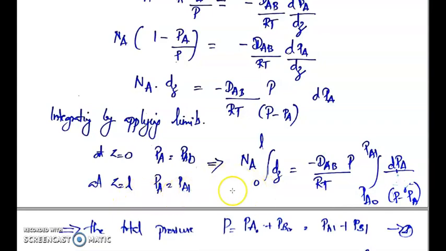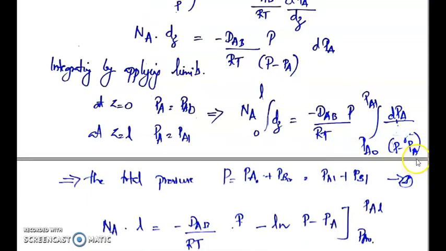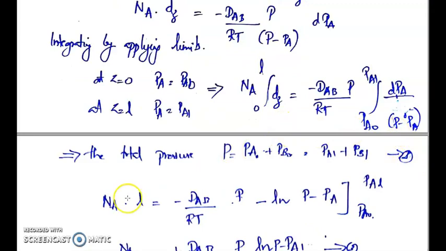So integrating by applying the limits, we have Na into integral 0 to L dz is equal to minus Dab by RT P into integral Pa0 to PaL dPa by P minus Pa. See, there is some error here, please. This is only P minus Pa. Okay.